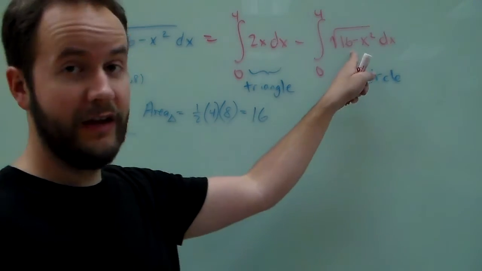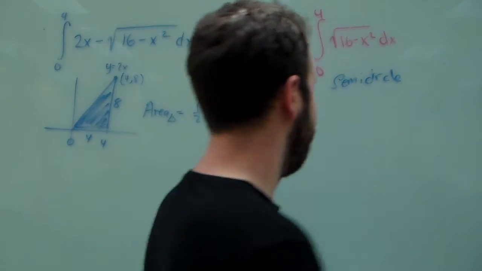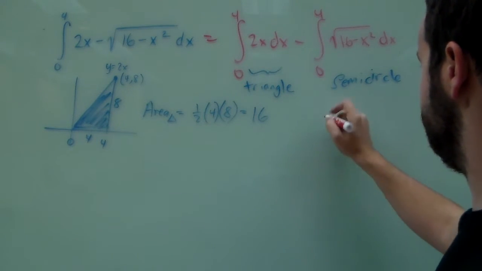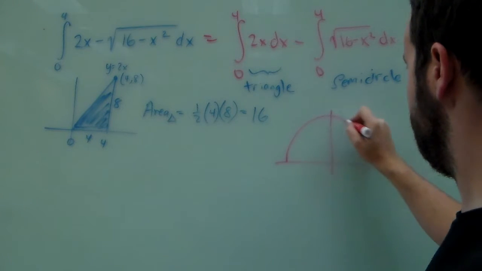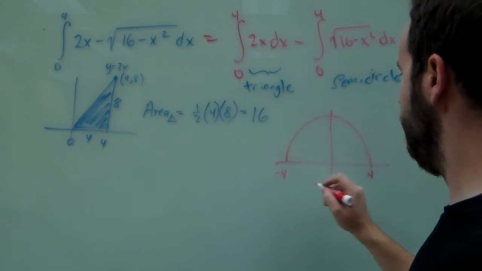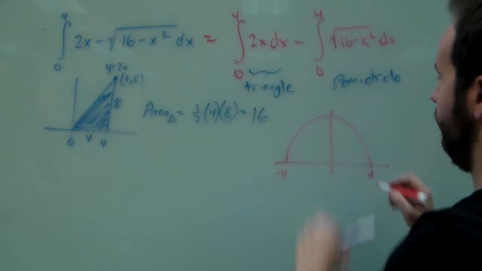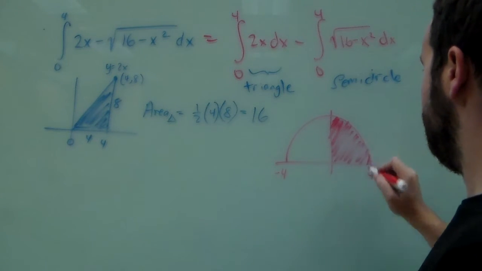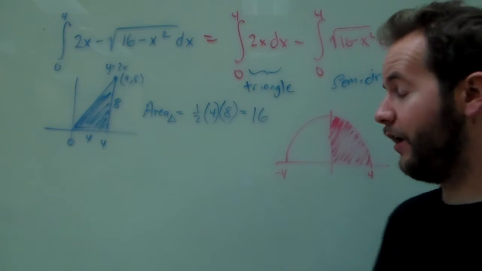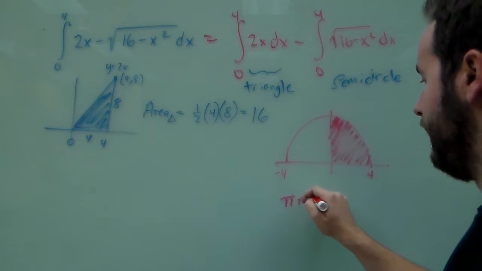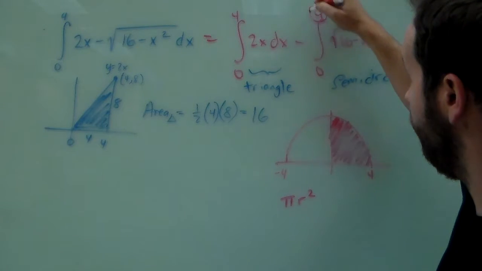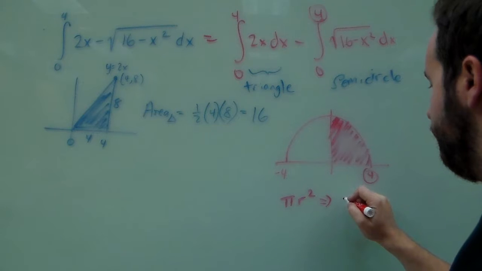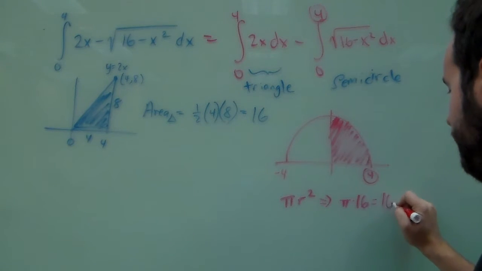Now, this guy is the area, this is a semicircle. So a semicircle of radius 4, let's draw this a bit bigger. Semicircle of radius 4, and I only want the area from 0 to 4. So I only want this chunk of area. Notice this would be 1/4 the area of a circle. Now the area of a circle is pi r squared. So I'm going to plug 4, my radius of my semicircle, in for r. This is going to give me pi times 16, or 16 pi.